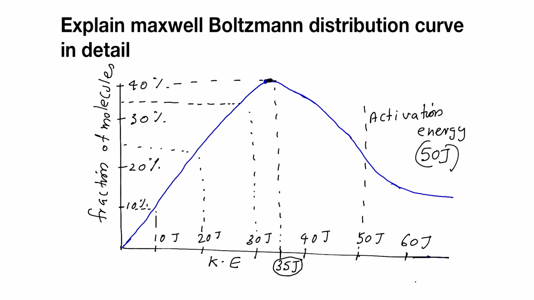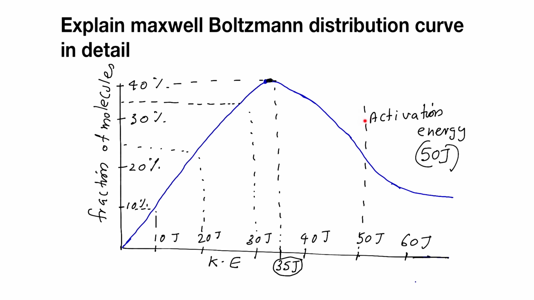For understanding, you can check some values. For example, 10 joule, 10%; 30 joule, 35%. I mark all those things just for understanding; actually, that is irrelevant. Now listen. If you check the peak value, this point, 40% of the molecules are carrying how much energy? 35 joule. So 35 joule we call the maximum probable kinetic energy. That is the kinetic energy carried by the maximum fraction of molecules, 40% of molecules.